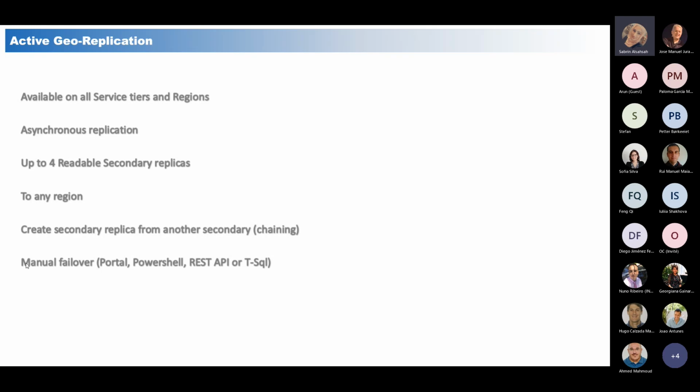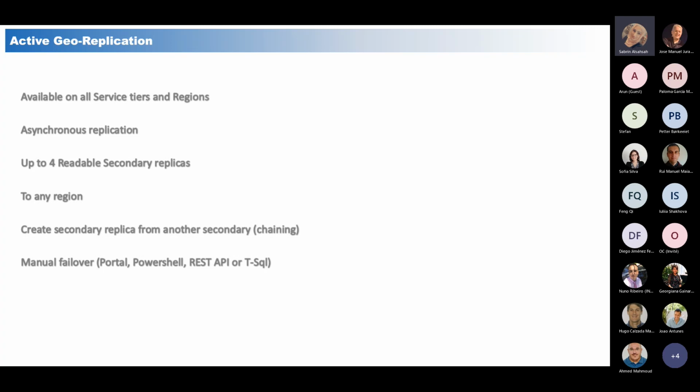For the active geo-replication, you need to consider that if you would like to fail over to the read replica, you will do a manual failover, and you can use one of these tools in order to perform the failover, which is the Portal, PowerShell, the REST API, or T-SQL.